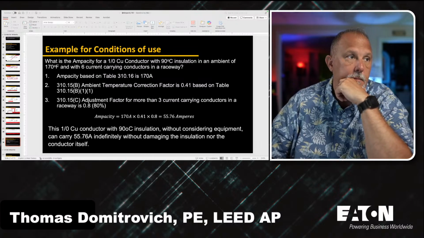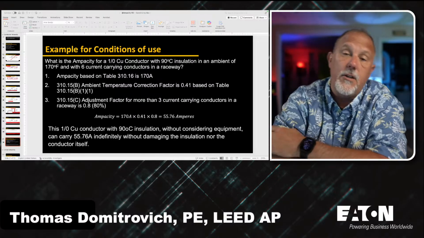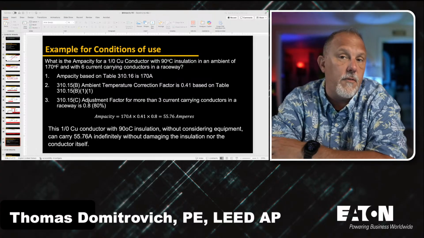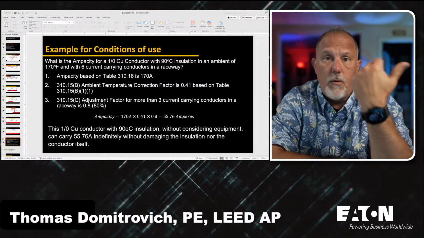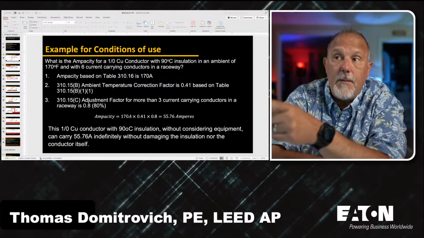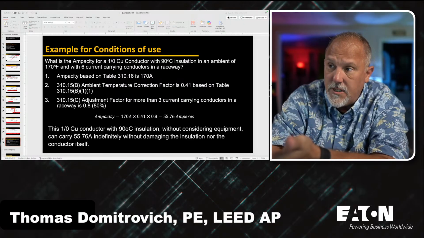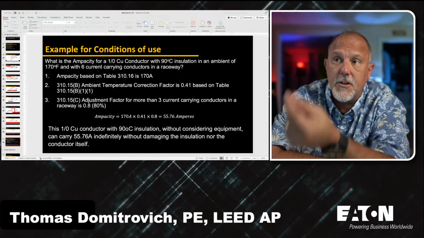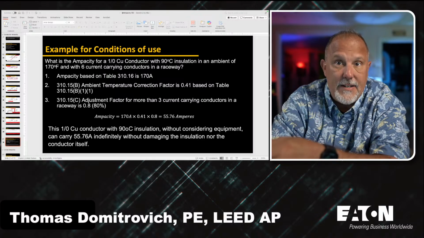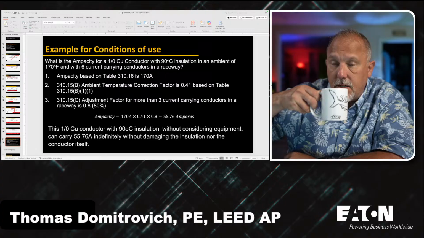I'm good. And I have the number of current carrying conductors. If you want to know what is or isn't considered a current carrying conductor, if you're dealing with neutrals or equipment grounding conductors or things of that nature, you can go to what we already talked about. That basically shows you how we adjust the conductor. And it points out that I can handle 55.76 amps through this 1-aught conductor in that ambient, with that many in a raceway, indefinitely. I'm not going to heat it up to a point where I will damage the insulation of the conductor itself.